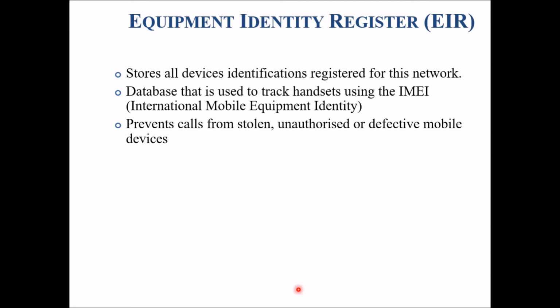Now the EIR, that is Equipment Identity Register. It stores all device identification registers for this network. That is, the database is used to track handsets using the IMEI, that is International Mobile Equipment Identity, which is unique for each device. It prevents calls from stolen, unauthorized or defective mobile devices.